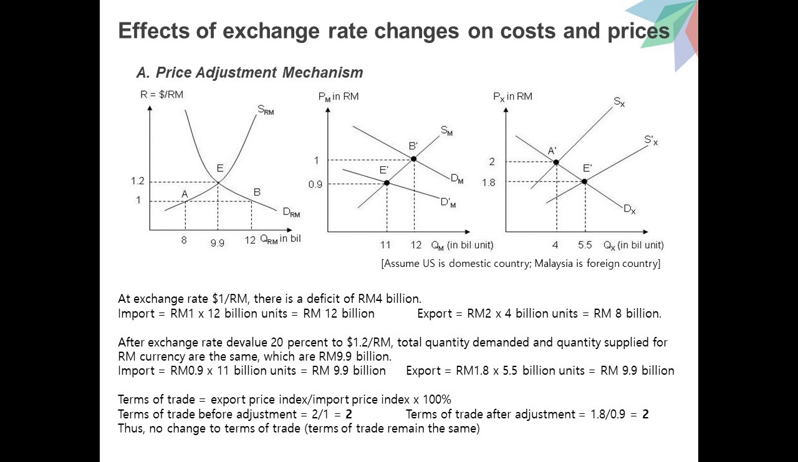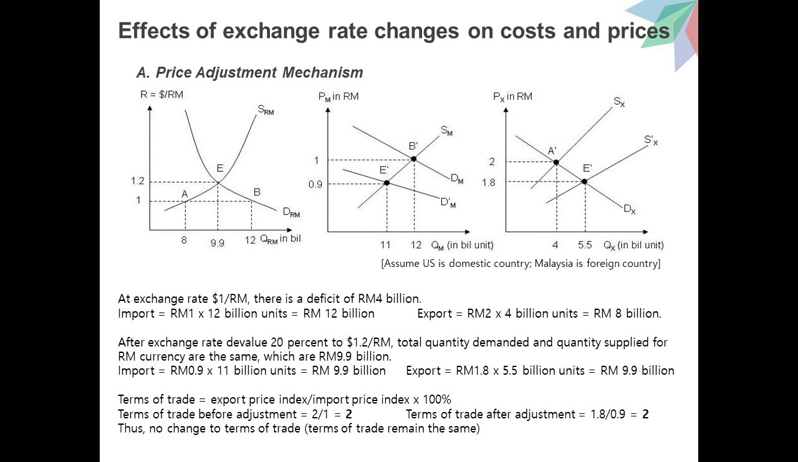Import equals RM 1 times 12 billion units equals RM 12 billion. Export equals RM 2 times 4 billion units equals RM 8 billion. After the exchange rate devalues 20% to $1.20/RM, total quantity demanded and quantity supplied for RM currency are the same, which are RM 9.9 billion. Import equals RM 0.9 times 11 billion units equals RM 9.9 billion. Export equals RM 1.8 times 5.5 billion units equals RM 9.9 billion.